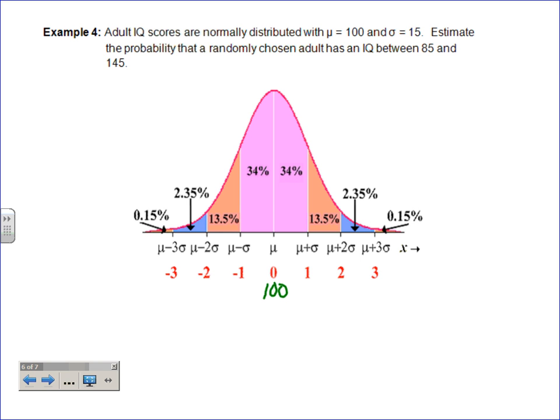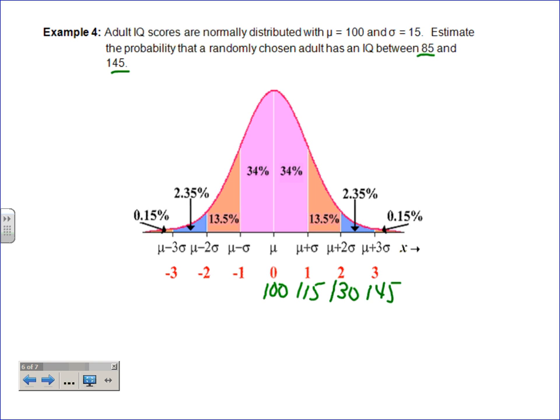And then what should go over here where they have a positive 1? If my standard deviation is 15, I'm only going 1 standard deviation, right? So what should I put there? 115, right? Well, we have to go to 145 and 85. So what should I put at the 2? 130, right? And then out here is your 145.